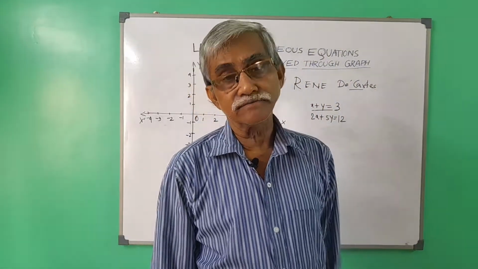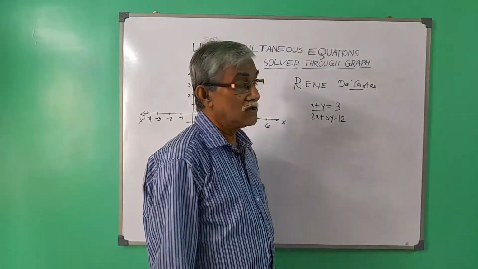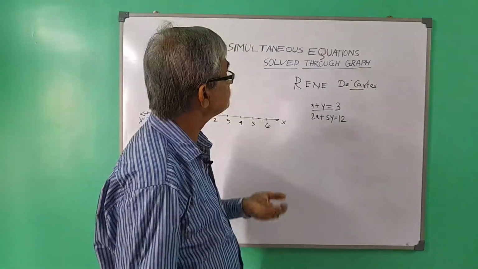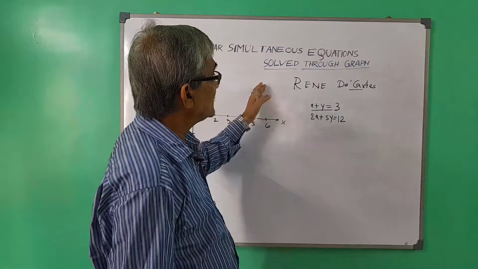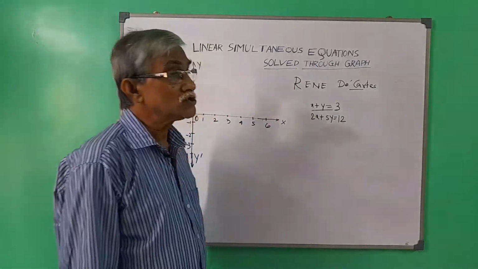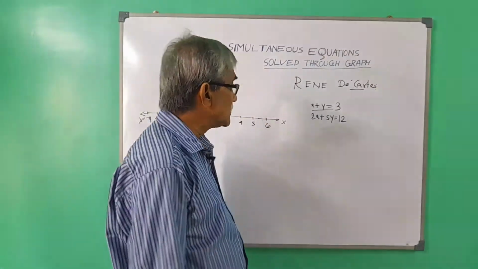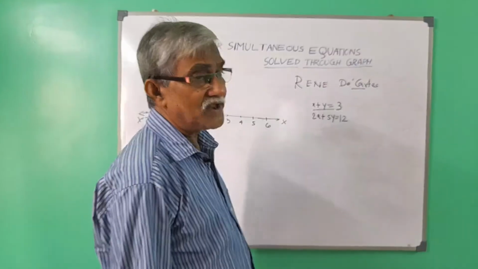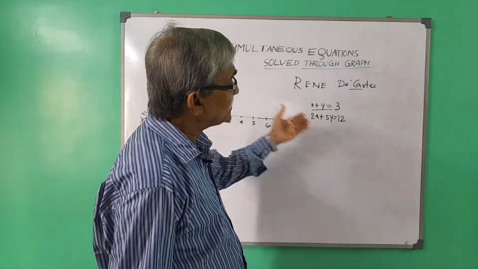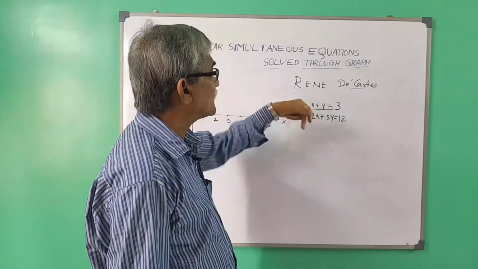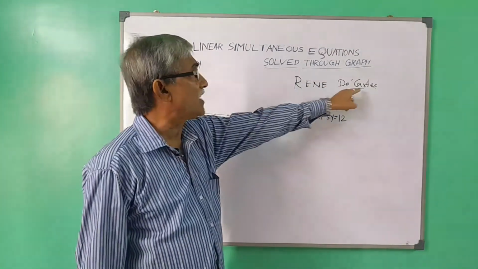We continue our workout on the linear simultaneous equations. We have already taken some other methods: comparison, substitution, and cross multiplication. Now we are going to solve the linear equations through graph. Already I have said that the graph is a very useful and effective tool for the men of science. First it was introduced by René Descartes, a French mathematician.